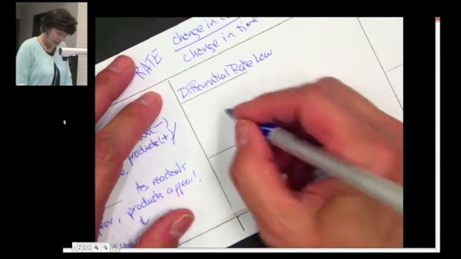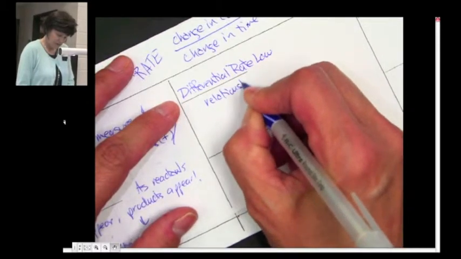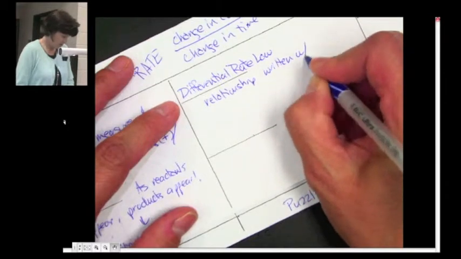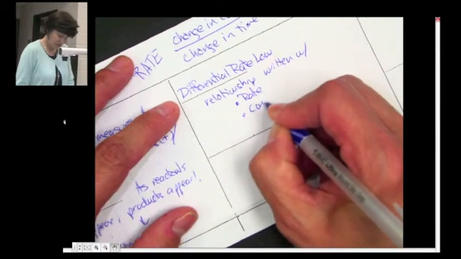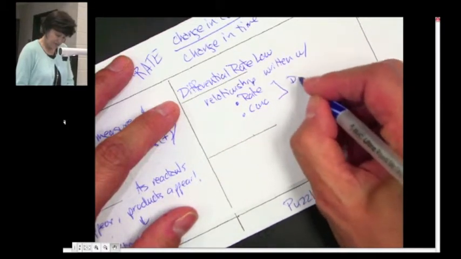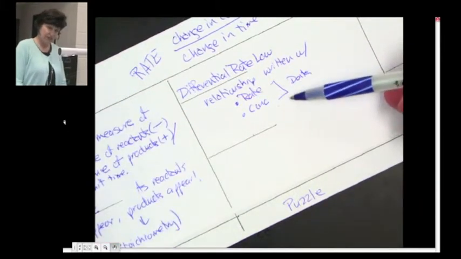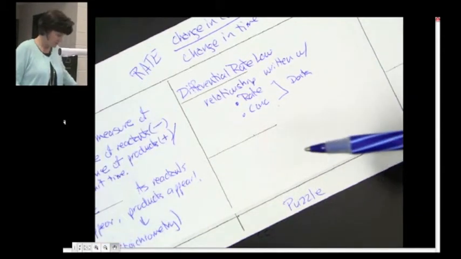Okay, and the differential rate law has to do with the relationship which is written with rate and concentration data. So if you have rate and concentration data as opposed to time and concentration data, then the differential rate law is a good way to problem solve. So let's take a look at that. So we're going to look at the differential rate law.